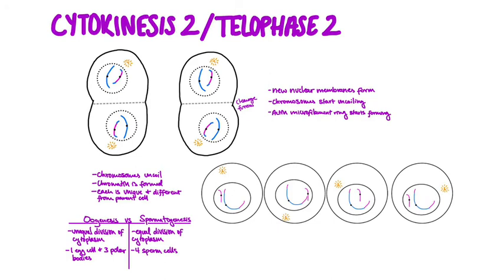In spermatogenesis, there is an equal division of the cytoplasm during cytokinesis, resulting in 4 sperm cells. However, in oogenesis, there is an unequal division of cytoplasm that results in 3 polar bodies and 1 egg cell.